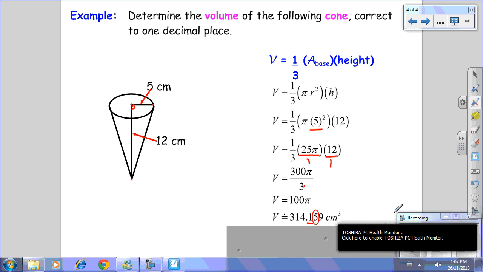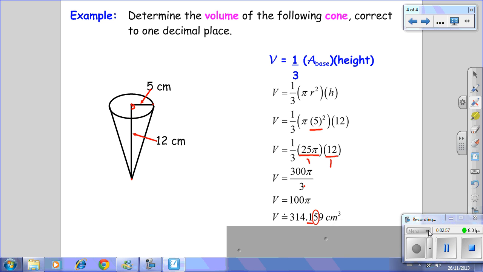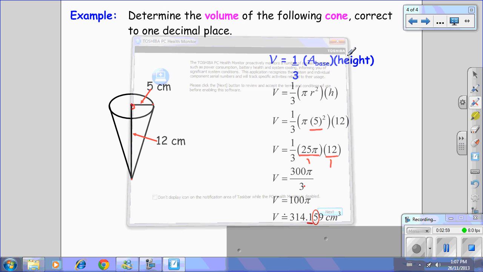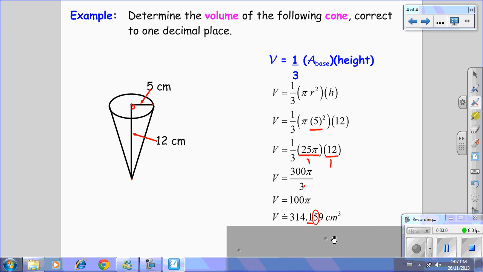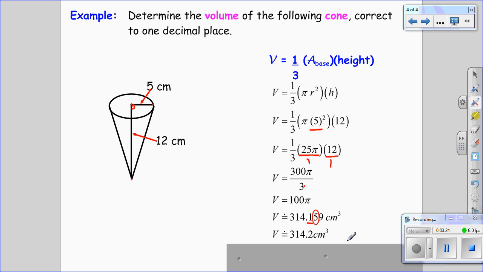And when we use the pi button on our handy dandy calculator, sorry guys, we see that we get 314.159. Now the reason I've underlined the 1 is because it asked me to evaluate it correct to 1 decimal place. So that's the place I want to move to. And I'm going to look at the number beside it, which is the 5 that I've circled. As long as it's 5 or bigger, it tells me I have to round up. So I'm going to end up with approximately 314.2 centimeters cubed.